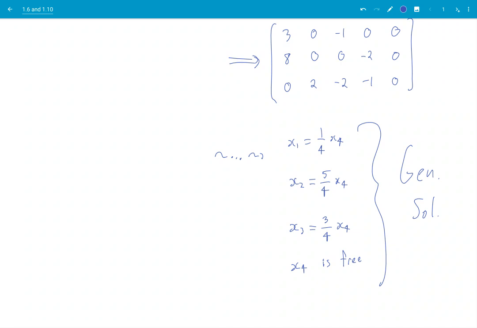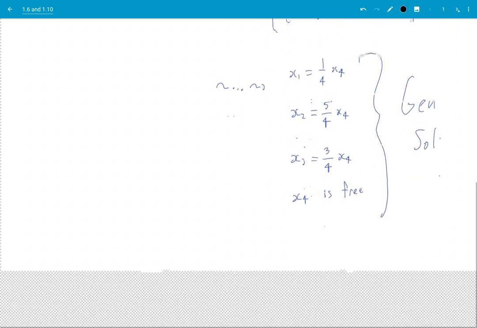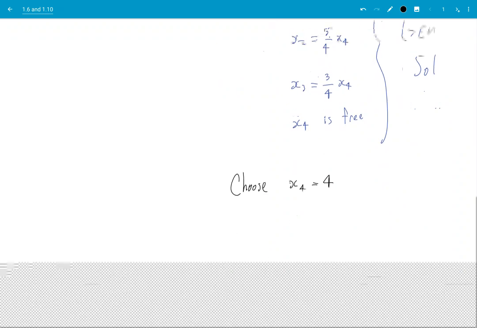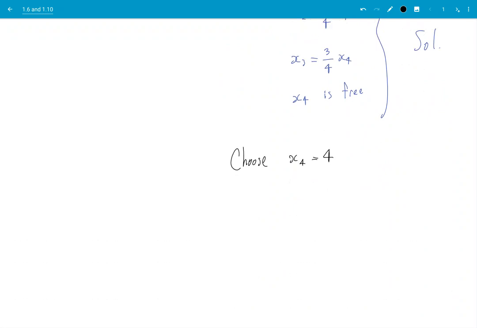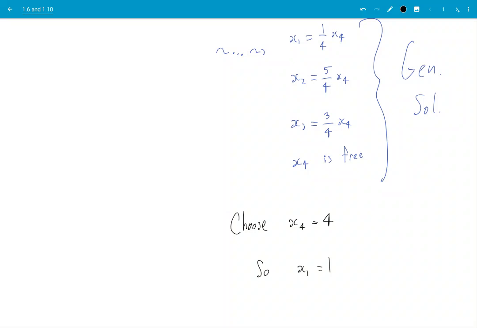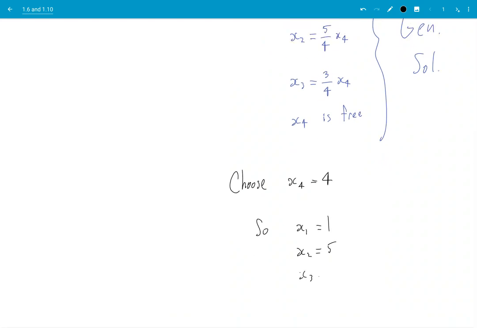Okay, you want integers. x1, x2, x3, x4 should be integers. So I'm going to choose just one of these solutions, the one where we get integers. The most obvious one is to choose x4 equal to 4. So we get x1 is equal to 1, x2 is equal to 5, x3 is equal to 3.